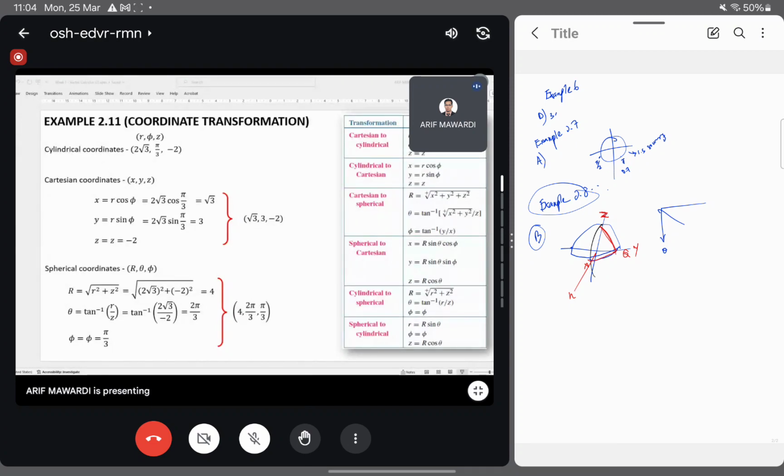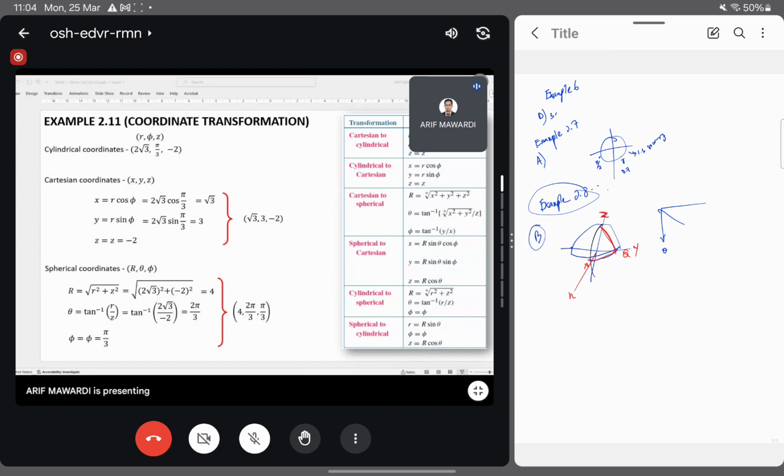Now we want to express the same point in the Cartesian coordinate system. In other words, we want to know the x, y, and z of the coordinates of the same point. So we are given the coordinates of the point in the cylindrical coordinate system. We want to determine the coordinates of the point in the Cartesian coordinate system.